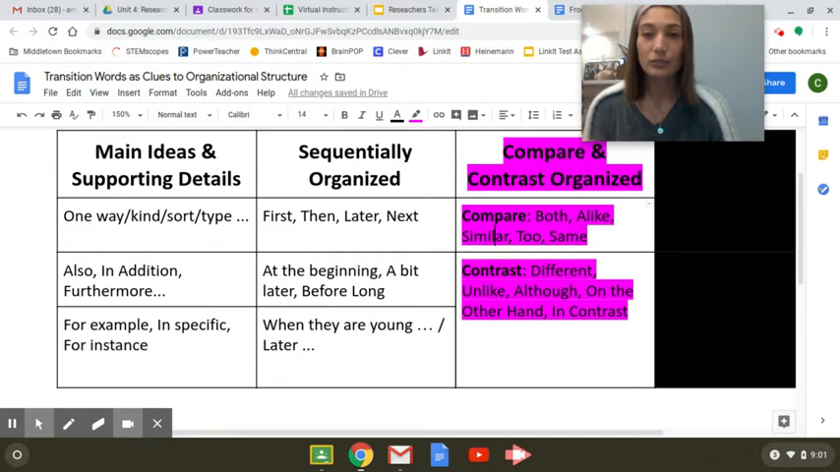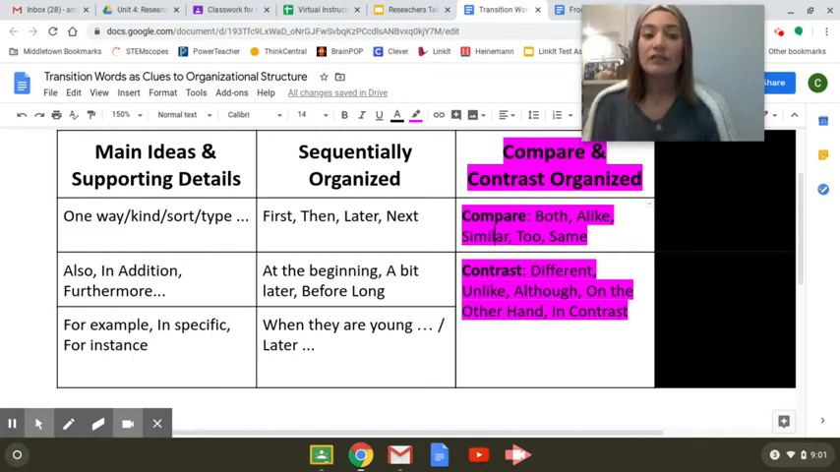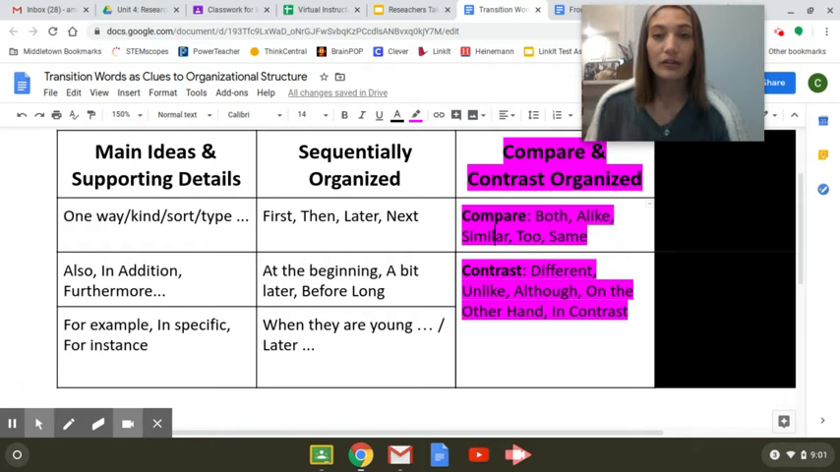Some keywords when we're looking for boxes and bullets are one way, kind, sort, type. Also, in addition, furthermore, for example, in specific, for instance. If we're looking for sequential order, we want to look for keywords such as first, then, next, later, at the beginning, a bit later, before long, when they were young, early on, after, years later, maybe they're giving years, which you guys saw with the marbles.